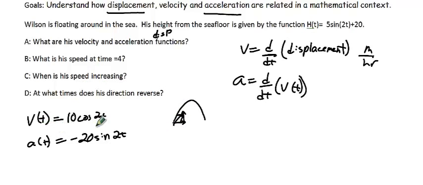Over here, since we just have one direction, it's just going up and down as Wilson's floating in the sea, you take your velocity and just use the absolute value of velocity for speed. So in this case, we're going to do the absolute value of 10 cosine of 2t. Now, if cosine of 2t happens to be positive, then it doesn't do anything. But if cosine of 2t is negative, then you use the absolute value. Okay, so that's really it to find speed. If I want to just find velocity, you just plug in 4. That would be it. When is his speed increasing?